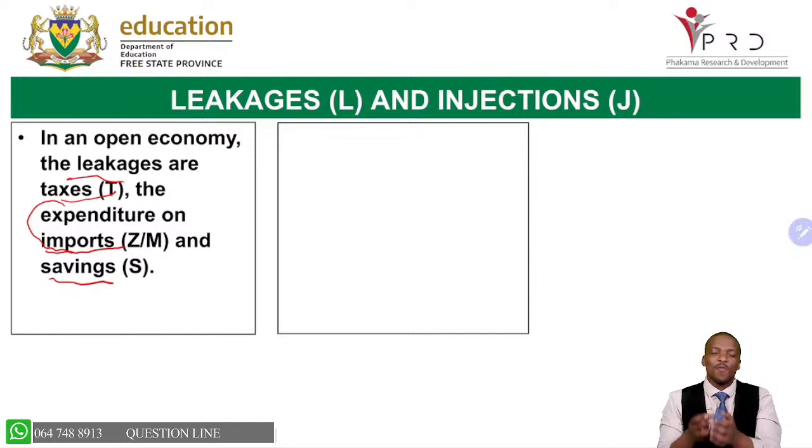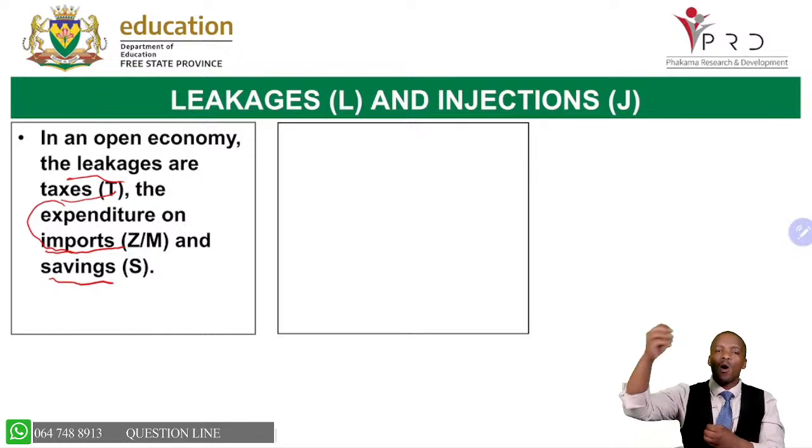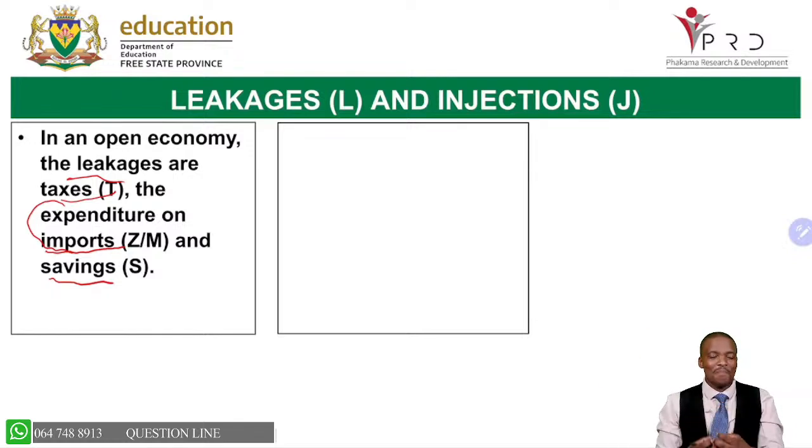The goods, if I'm a South African citizen and I buy a sneaker from America, that sneaker itself will come to South Africa. But what happened to the money? Did the money circulate in the economy? No, the money went out. So hence we are saying the payment for imports is a leakage, not imports themselves.